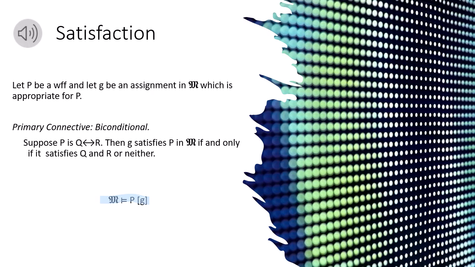So our last truth functional connective is the biconditional, and in this case, we say that P is satisfied in M with the variable assignment G if and only if both Q and R are satisfied or both Q and R are not satisfied.